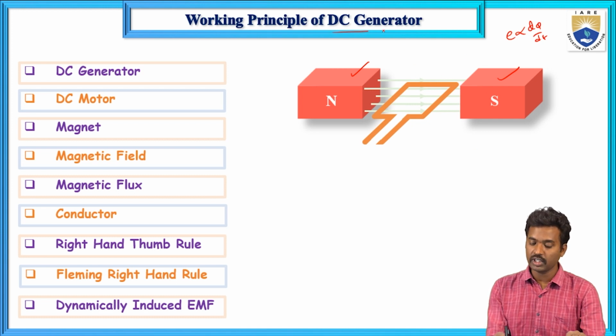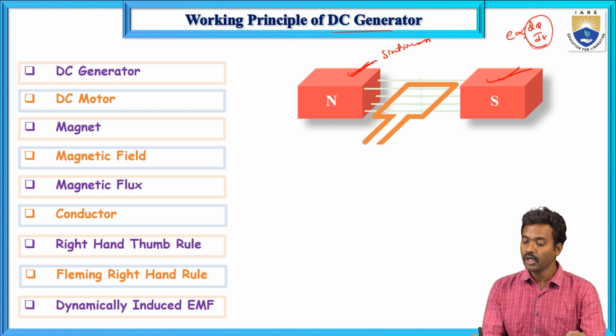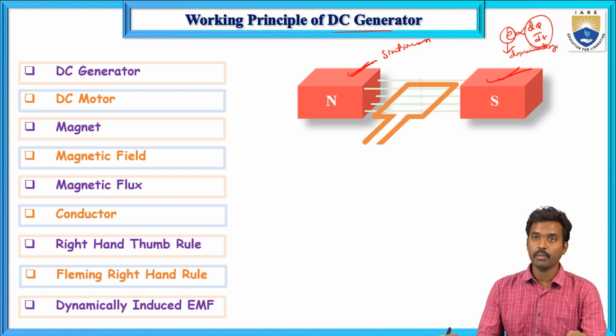In the case of a DC generator, the magnetic field is stationary and the conductor is rotating. In this way we get d phi by dt, and according to Faraday's law, E is directly proportional to d phi by dt, so that induced EMF is known as the dynamically induced EMF.